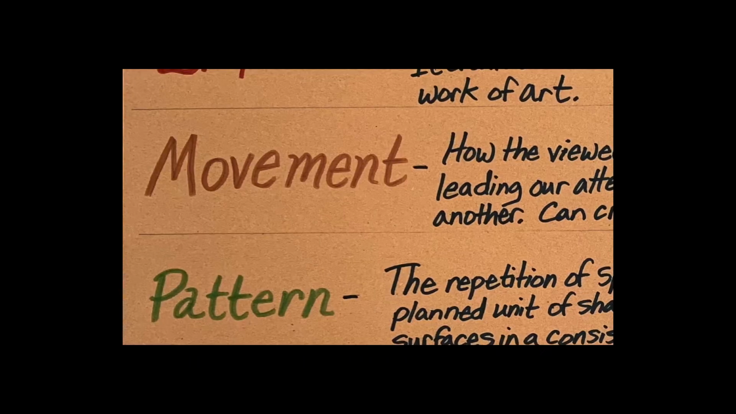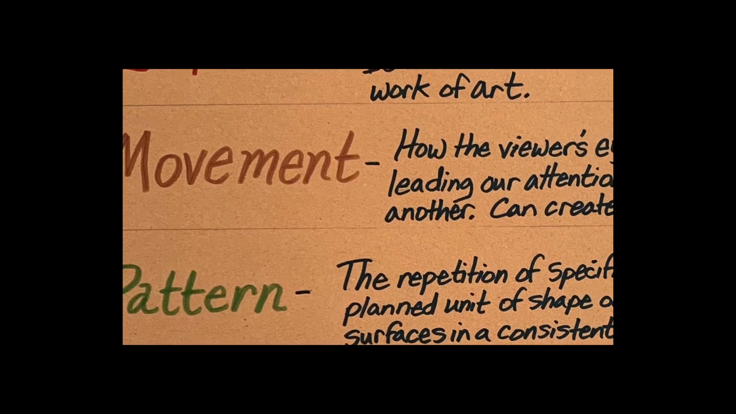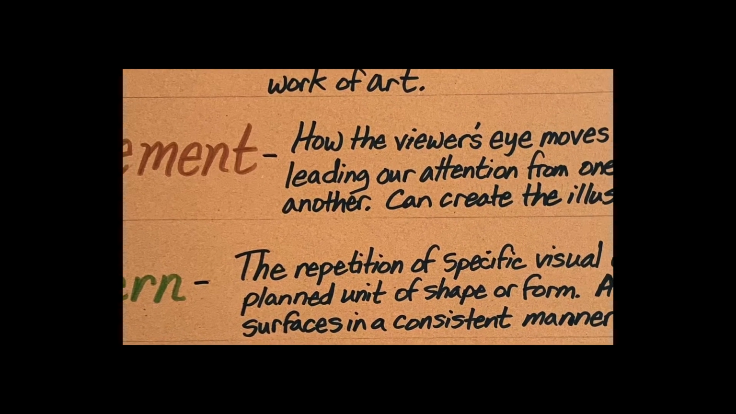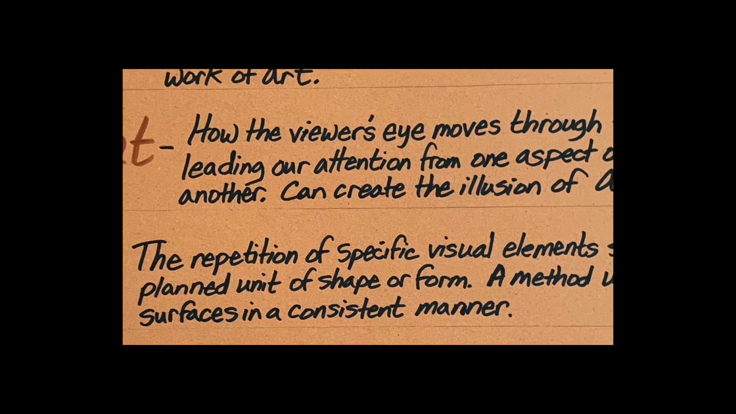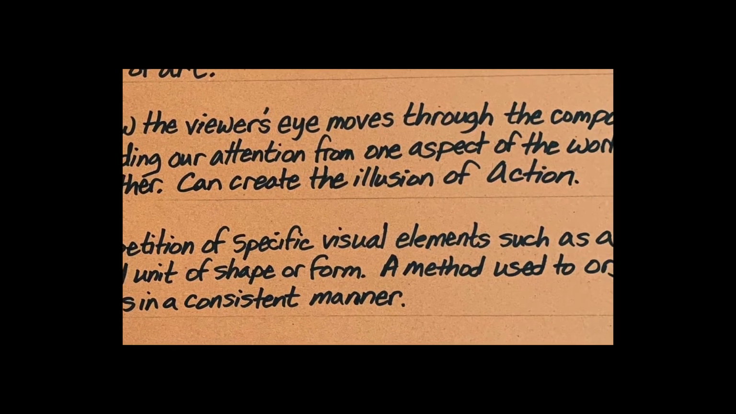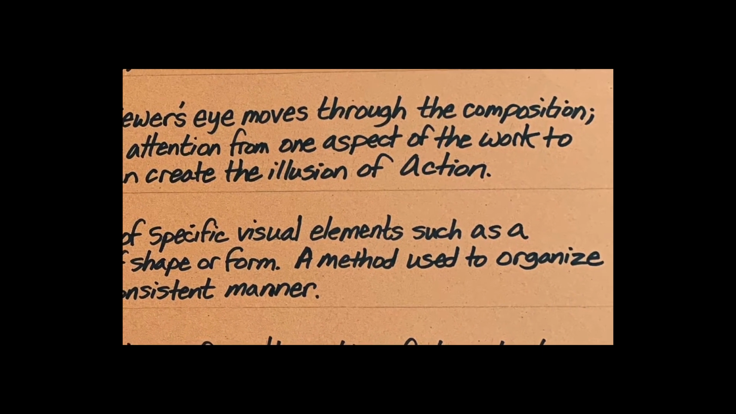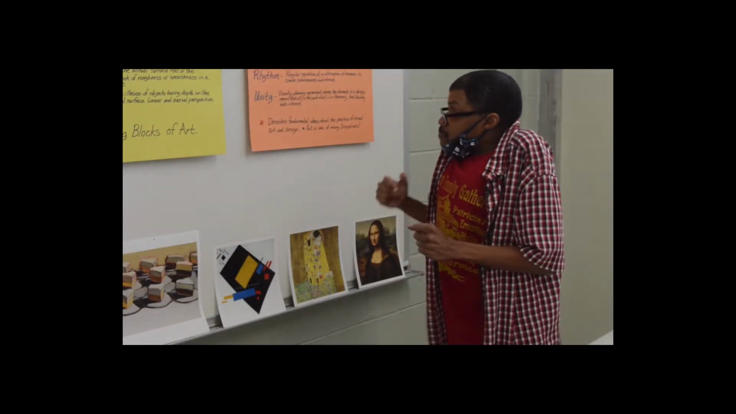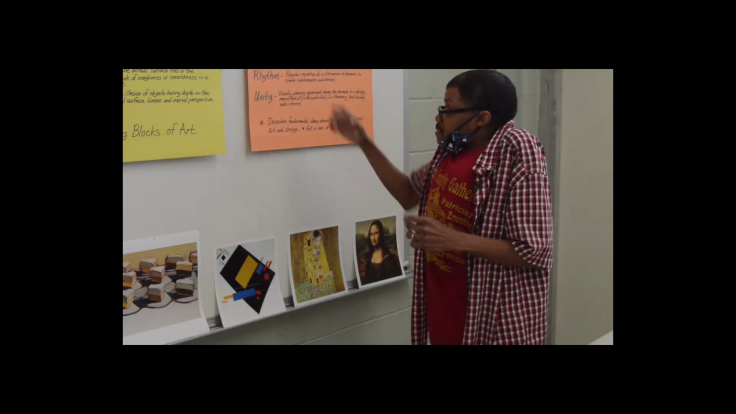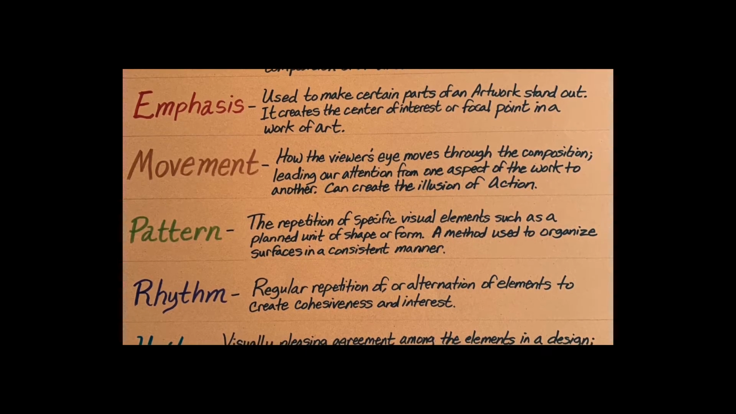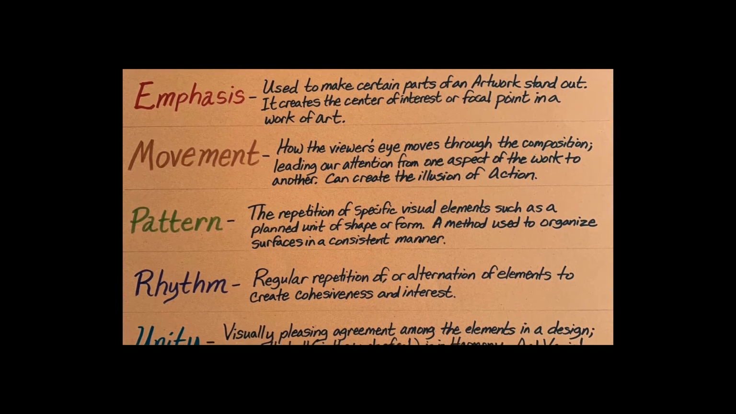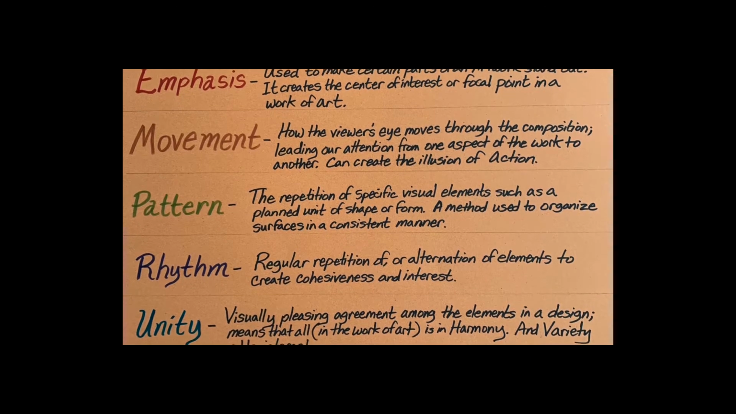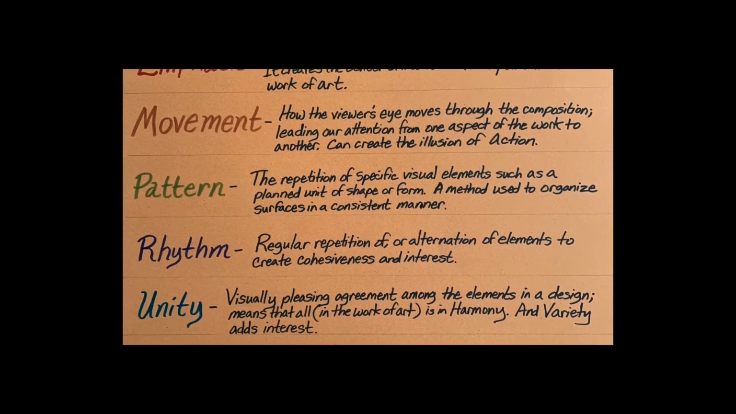Movement, how the viewer's eye moves through the composition. This is important, leading our attention from one aspect of the work to another. And also movement can create the illusion of action, something that is moving very fast. Pattern, the repetition of a specific visual element such as planned units of shape or form.